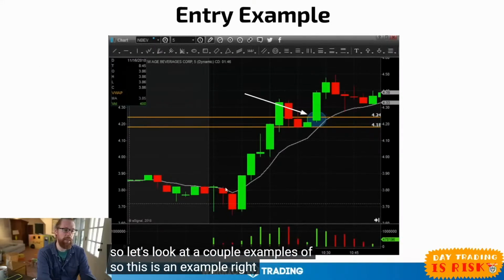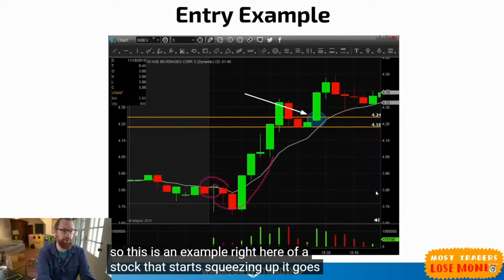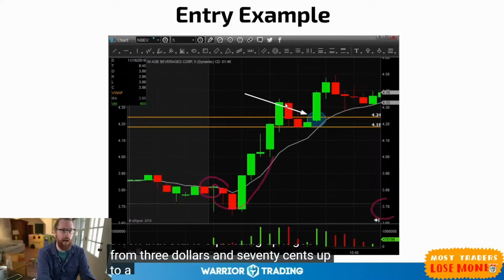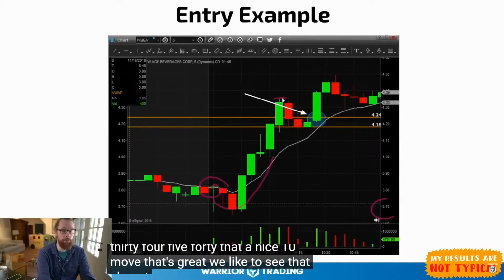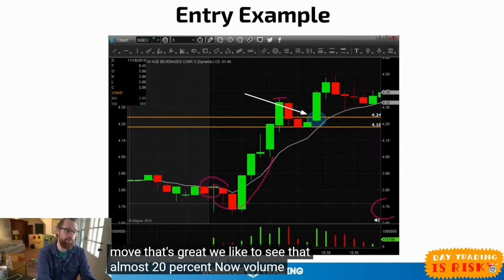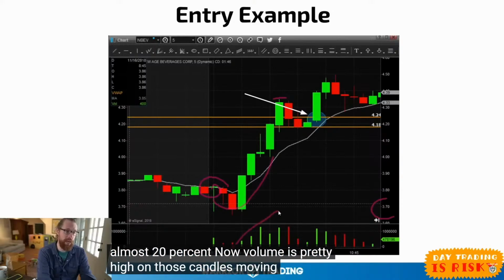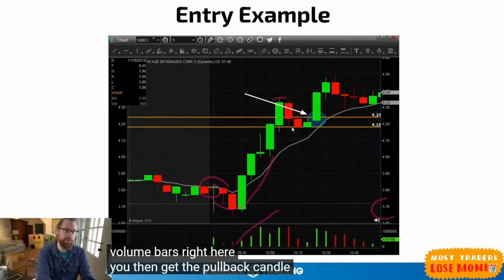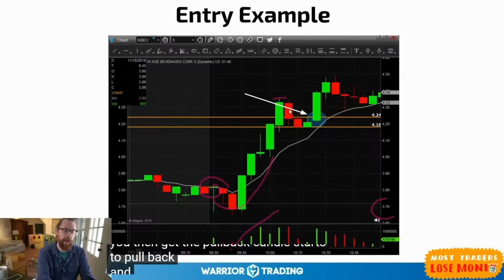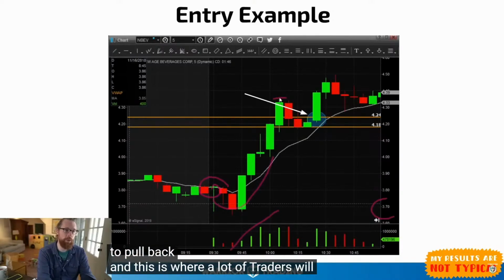So this is an example right here of a stock that starts squeezing up. It goes from $3.70 up to a high of about $4.35, $4.40. That's a nice 10% move. That's great. We like to see that, almost 20%. Now, volume is pretty high on those candles moving up. High volume bars right here. You then get the pullback candle. It starts to pull back, and this is where a lot of traders will struggle.